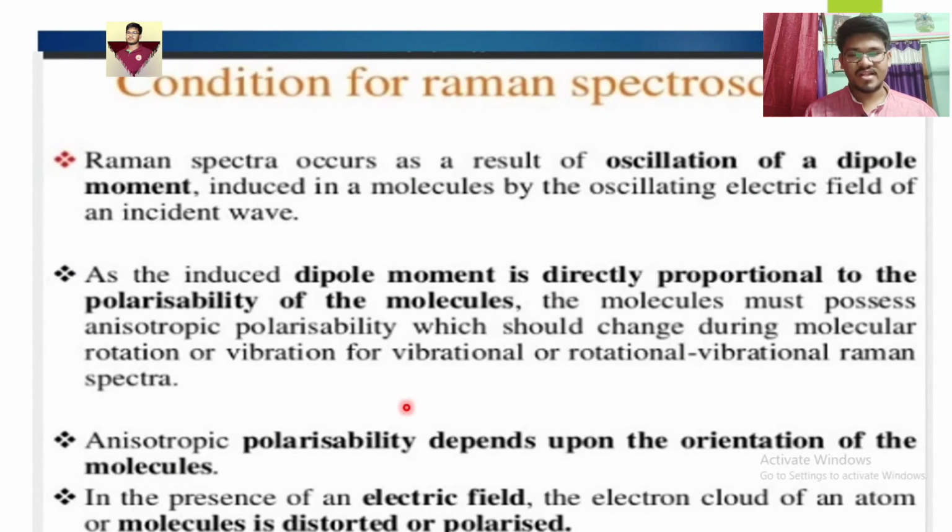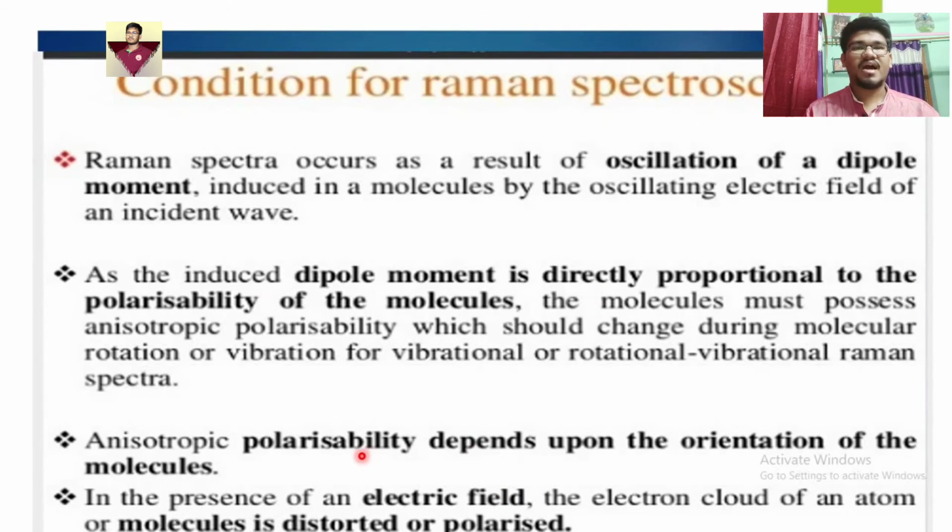So I have discussed the detailed classical theory related to the Raman effect and the quantum theory. To sum up, what should be the conditions for Raman spectroscopy? As I told, Raman spectra occur as a result of oscillation of a dipole moment induced in a molecule by the oscillating electric field of the incident wave. As the induced dipole moment is directly proportional to the polarizability, the molecule must possess anisotropic polarizability, which should change with molecular rotation or vibration for vibrational and rotational Raman spectra.